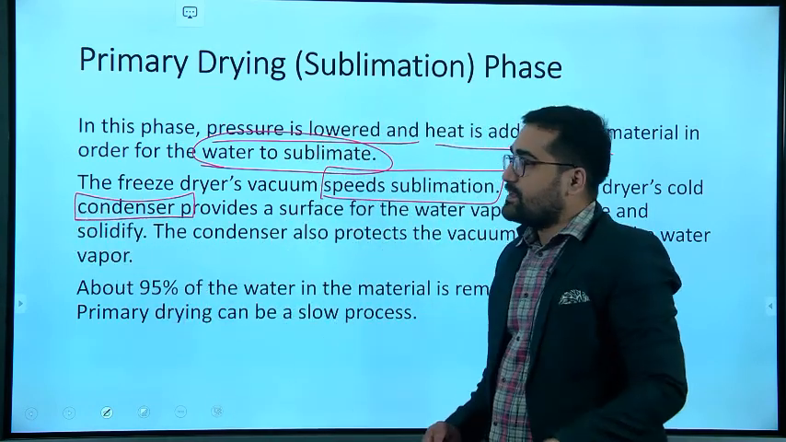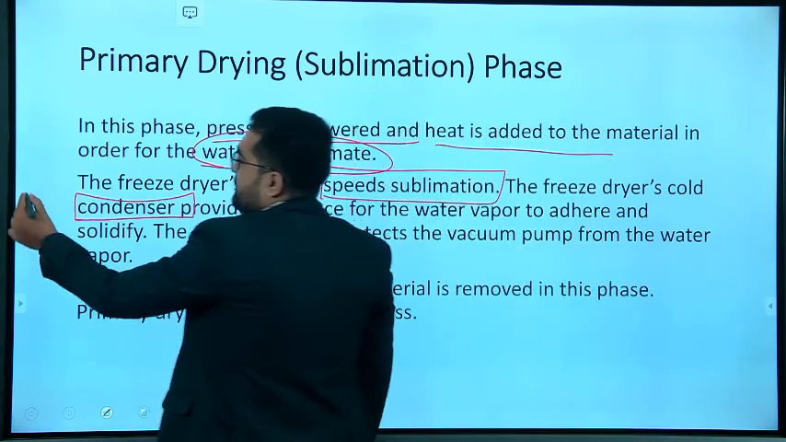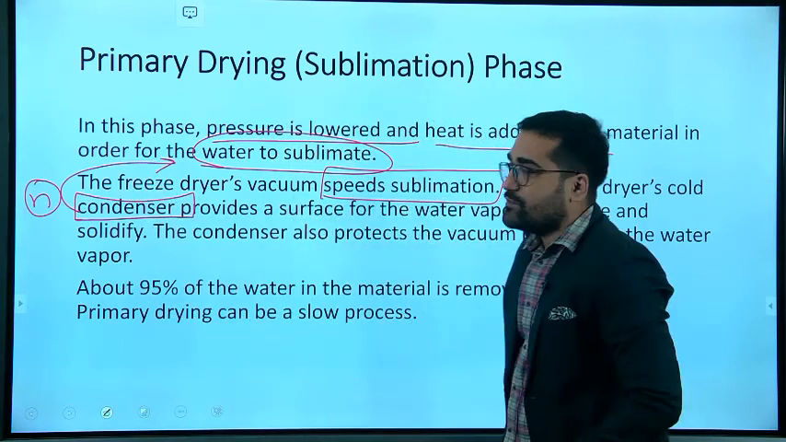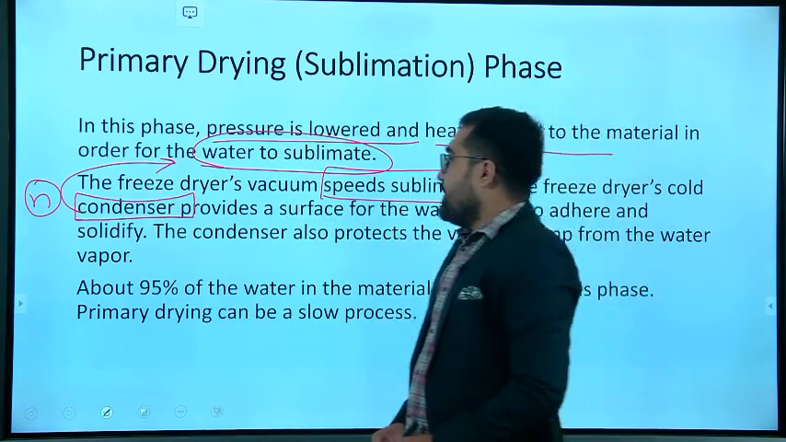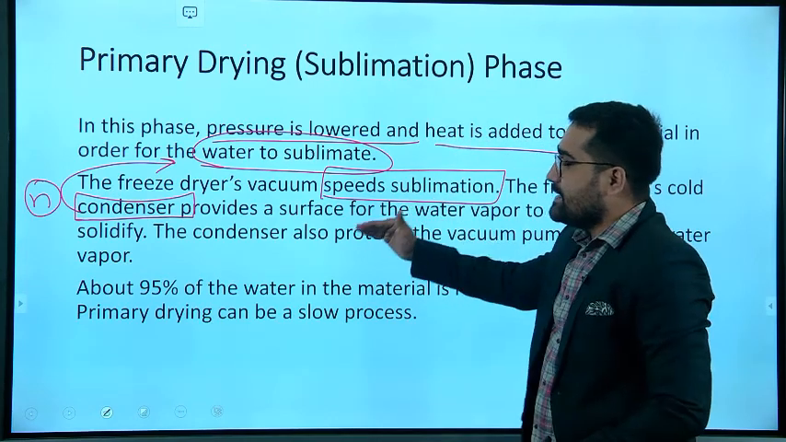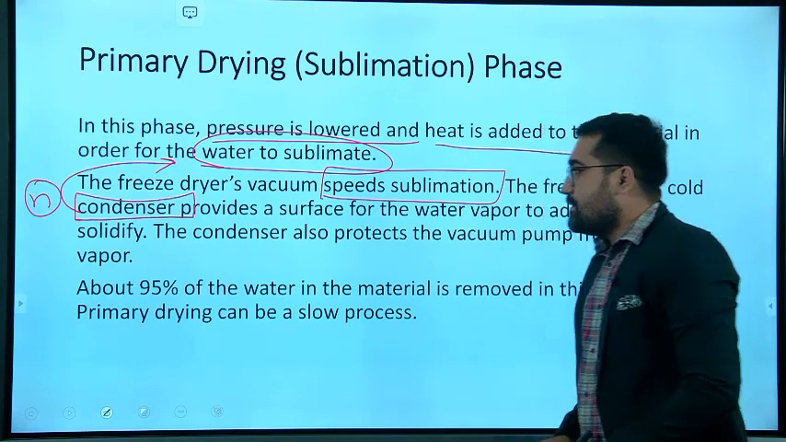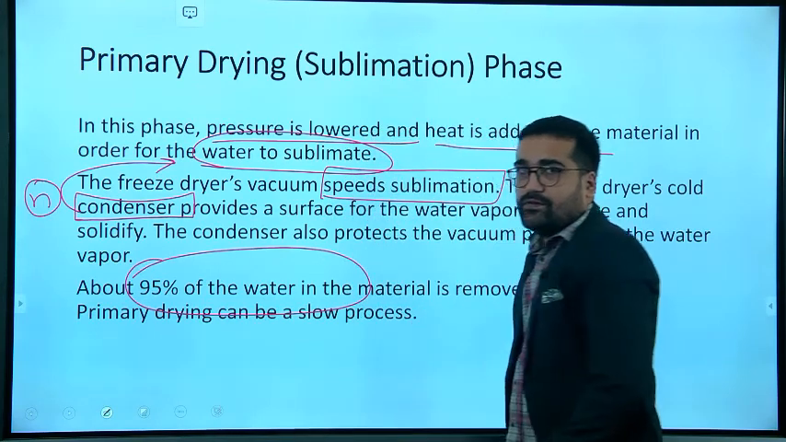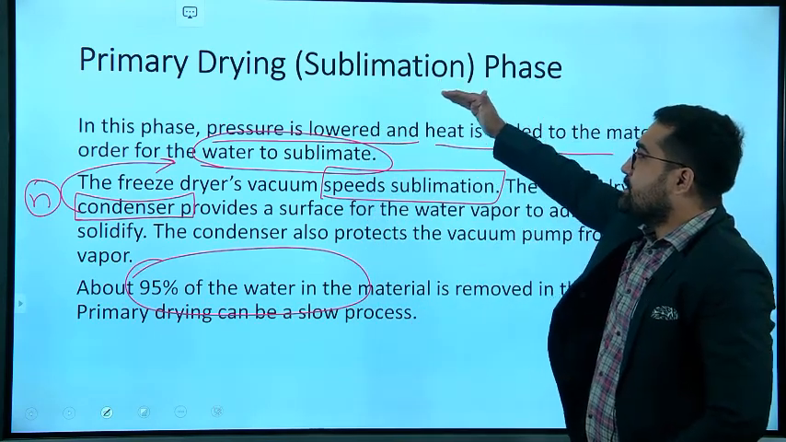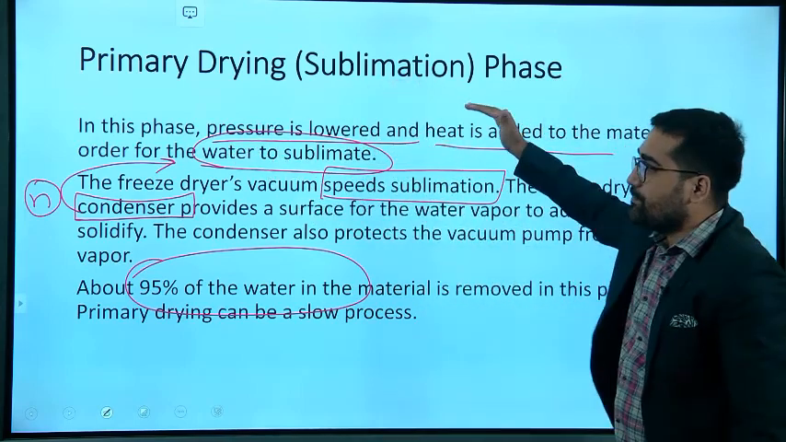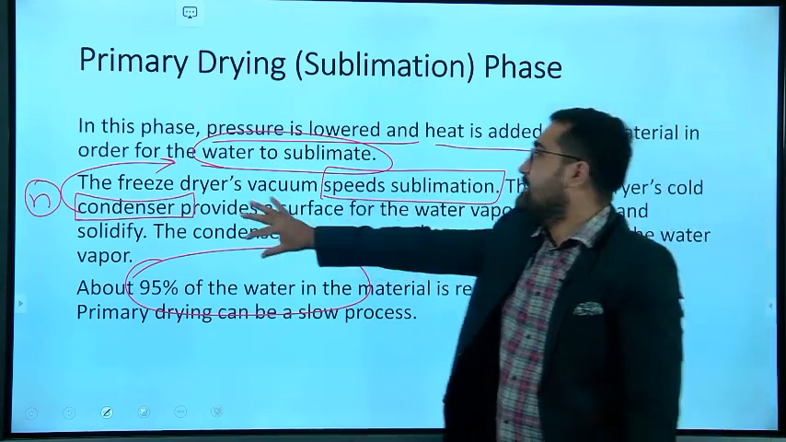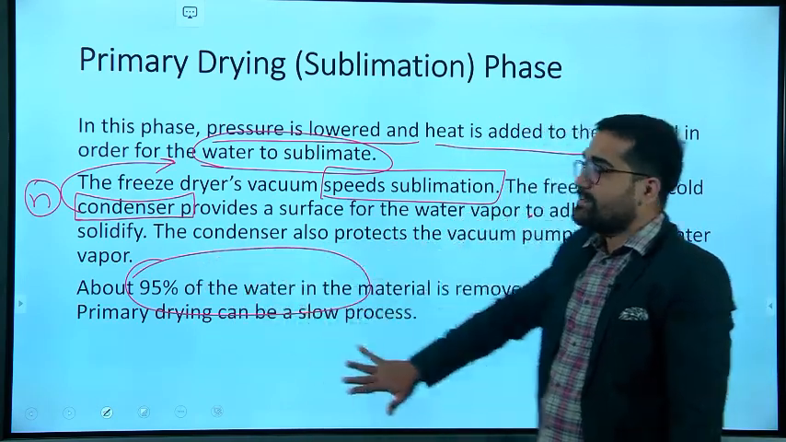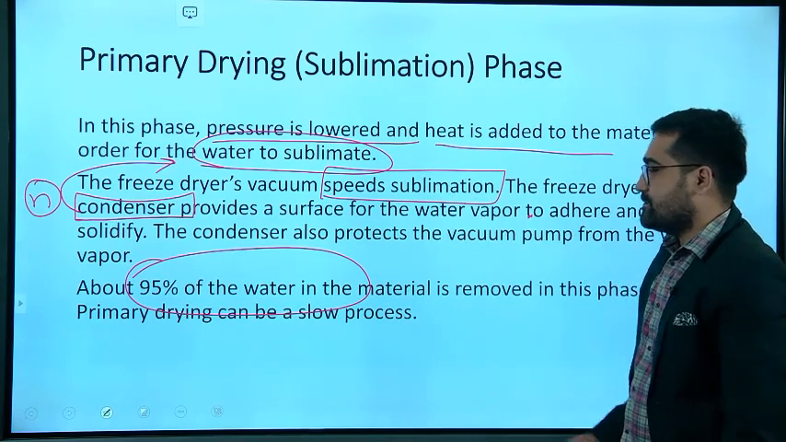There is one term which will come next in the slides, that is the RPM of the condenser, and how this condenser affects the sublimation operation or the primary drying phase of the product. The condenser helps in speeding up the sublimation, and we can achieve 95% of water removal in this stage. So, in the primary drying stage, we lower the pressure, we increase the temperature, with the help of the condenser we try to speed up the sublimation, and we try to achieve 95% of the drying inside the primary stage itself.